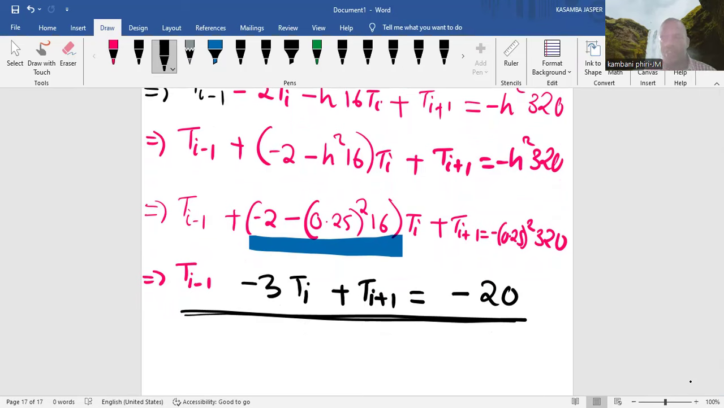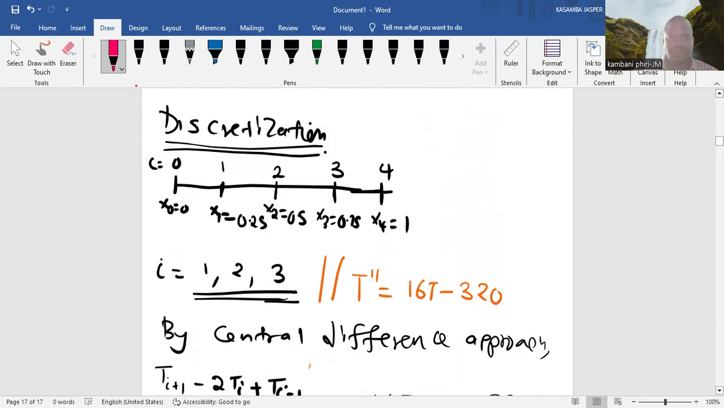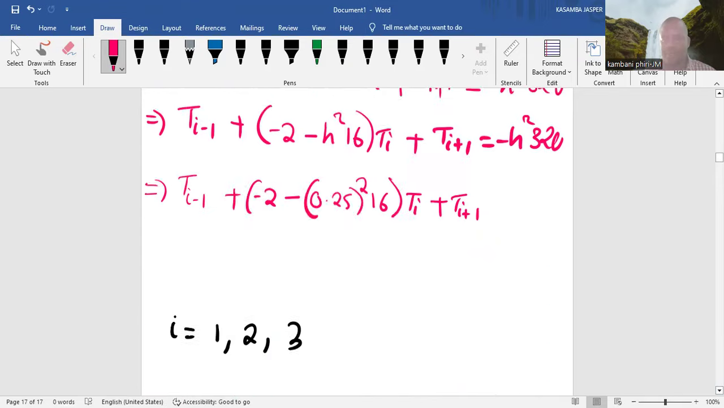But now we want to find the finite difference solution. So we must find T1, T2, T3 up to, I think, T4. Remember we said we are dealing with the inner nodes. So we'll have i is equal to 1, 2, 3, inner nodes only. From our discretization, we have only T1, T2, and T3, because we are dealing with the inner nodes only. We leave out the last one because it will overshoot.